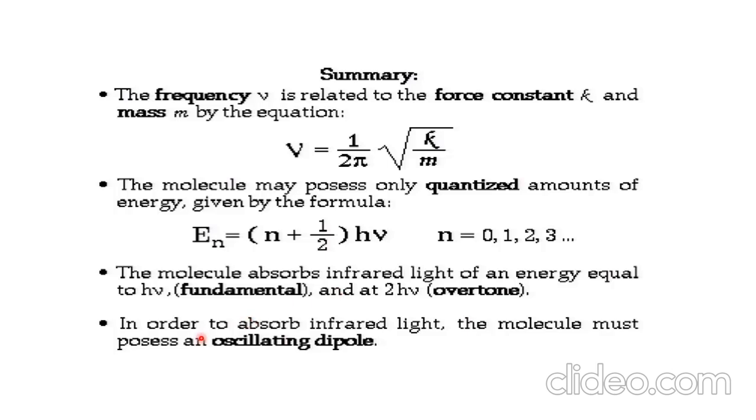In order to absorb infrared light, the molecule must possess an oscillating dipole. So there should be a dipole moment change in the molecule in order to absorb the IR light.